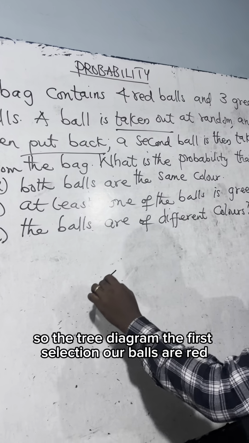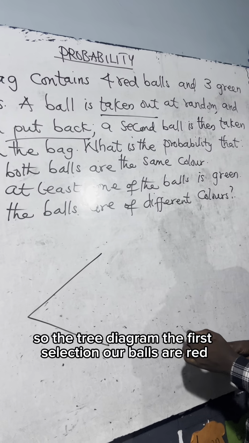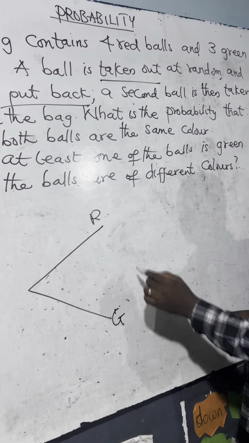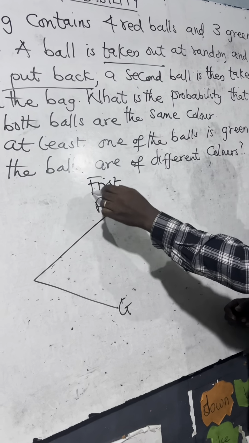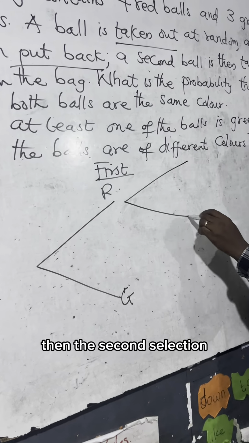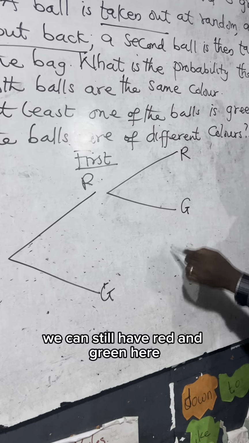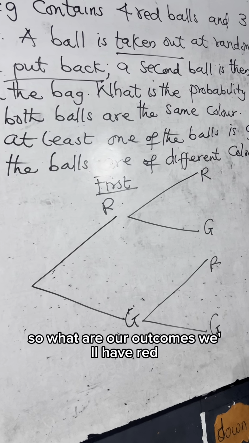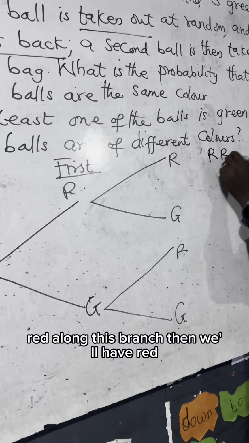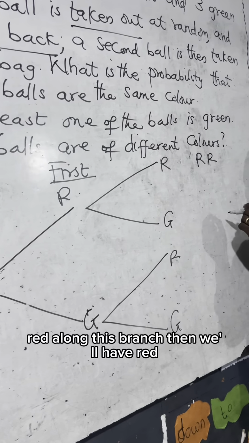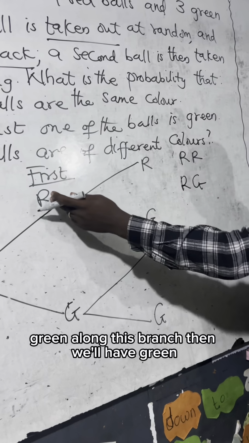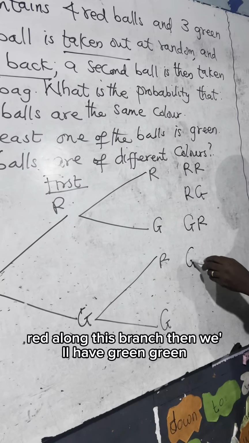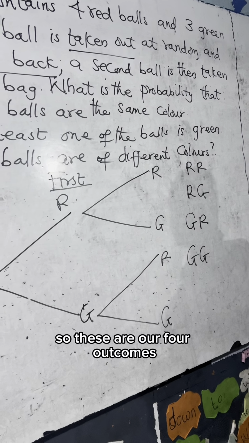So the tree diagram, the first selection, our balls are red and green. That's our first selection. Then the second selection, we can still have red and green here. Then we have red and then green. So what are our outcomes? We'll have red, red along this branch. Then we'll have red, green along this branch. Then we'll have green, red along this branch. Then we'll have green, green. So these are our 4 outcomes.